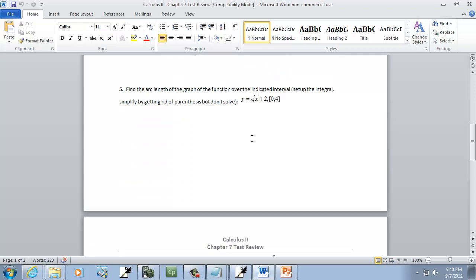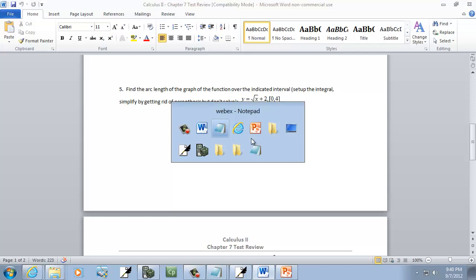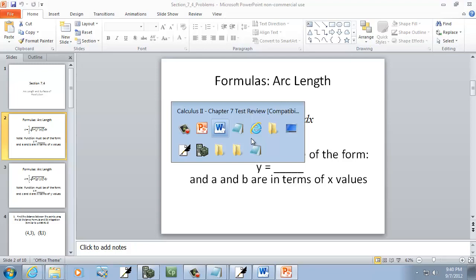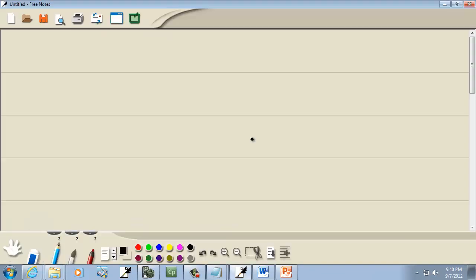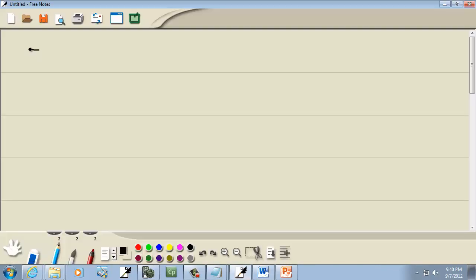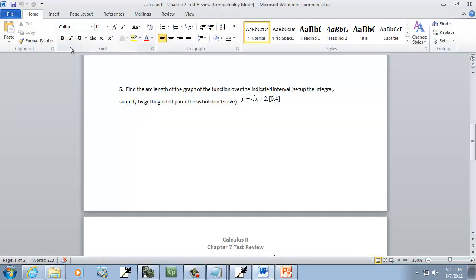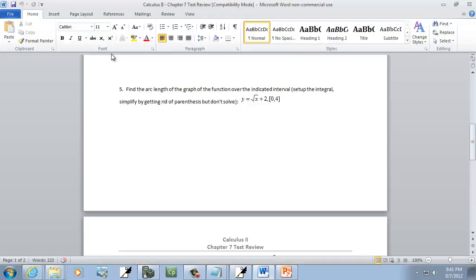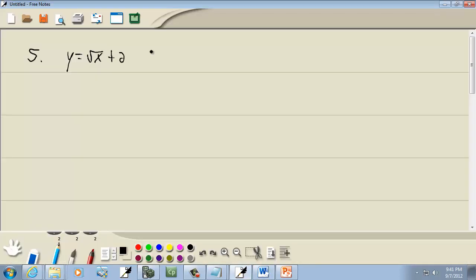But let's look at this. Our formula looks like this. S is equal to the integral from a to b of the square root of 1 plus the f prime of x squared dx. So let's look at this one. Number 5, and we're going from 0 to 4, it looks like. So we've got y is equal to the square root of x plus 2, from 0 to 4.